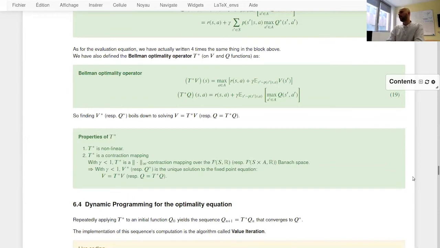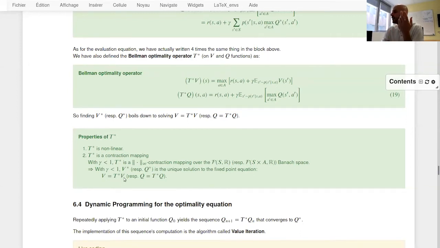Interestingly, we have one common property between T pi and T star. T pi was linear, but because of the max operator, T star is now nonlinear. So we can't really solve that through matrix inversion, for example. But we retain the contraction mapping property. Again, with gamma smaller than one, T star is a supremum norm contraction mapping over the space of value functions. So that means that if gamma is smaller than one, then V star is the unique solution to the fixed point equation V equals T star of V.